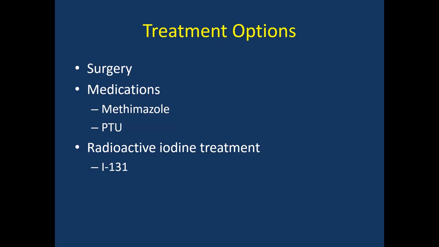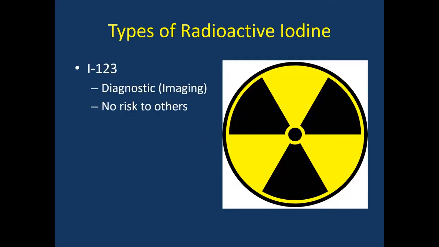Surgical removal of the entire thyroid gland is one option. Another is controlling the hyperthyroidism with medication. And finally, using radioactive iodine to destroy the gland is another option and part of the reason you are here today. Generally, two types of radioactive iodine are used.